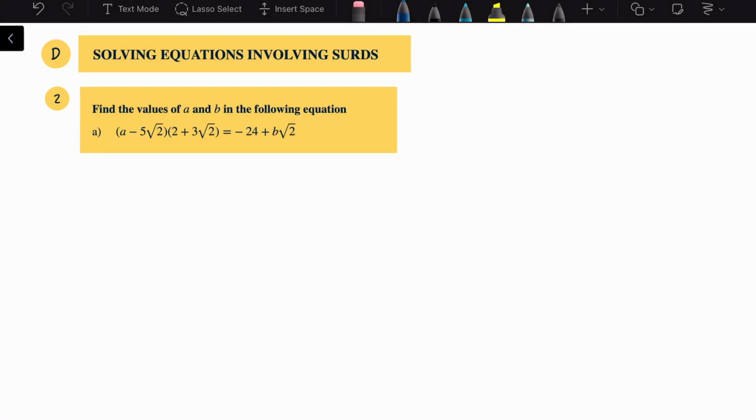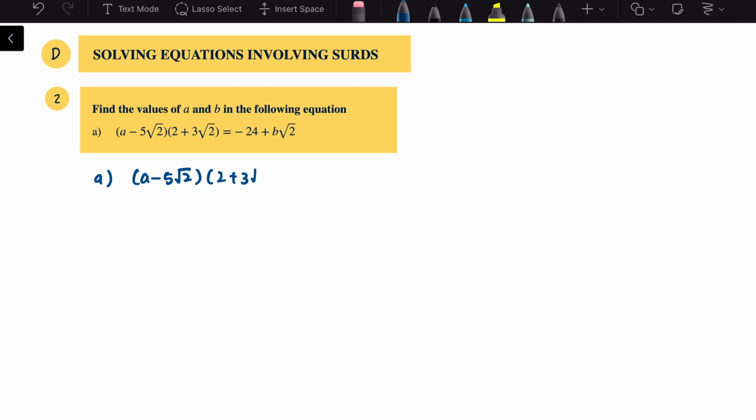Now we're going on to a slightly more advanced question. You realize that there are two unknowns in this equation, a and b. And the left hand side of the equation is equals to the right hand side of the equation. So all we need to do, very first thing, is to identify which side is more complicated. In this case, it is the left hand side.